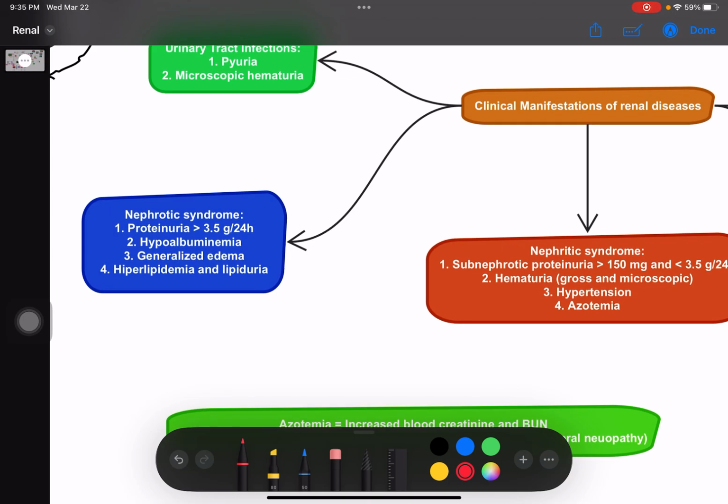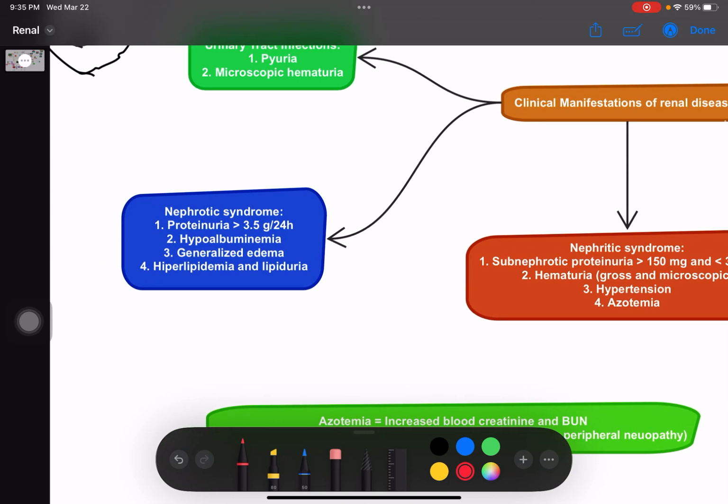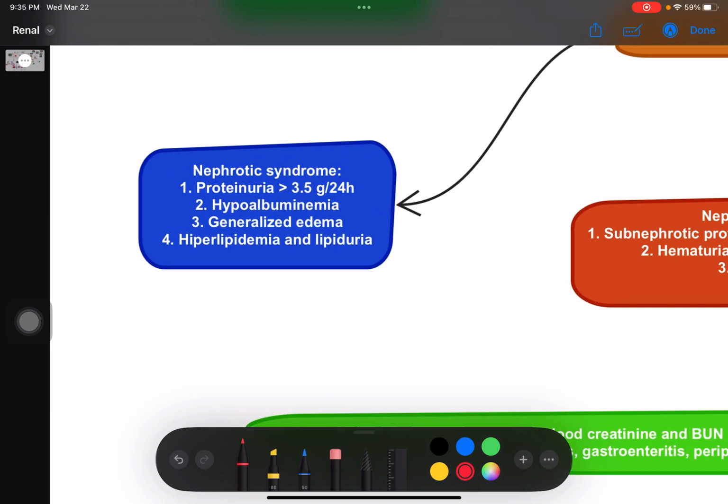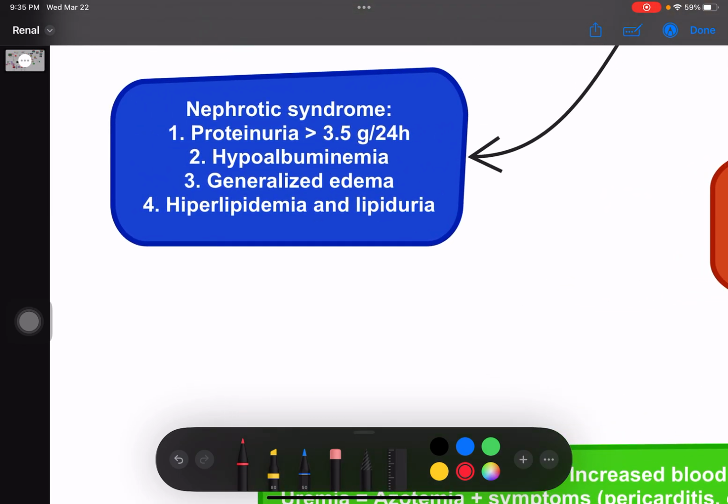Nephrotic syndrome is a four symptomatic characteristic which is necessary for us to conclude that this is a nephrotic syndrome. So those four characteristics have to be present. First and most important is proteinuria, which is always more than 3.5 grams in 24-hour urine sample.